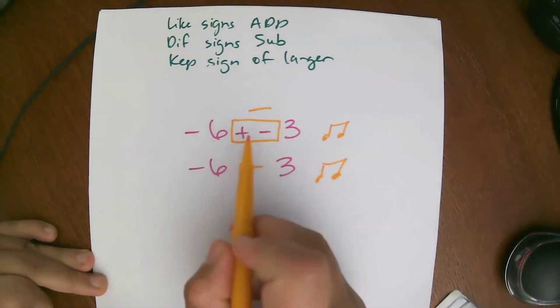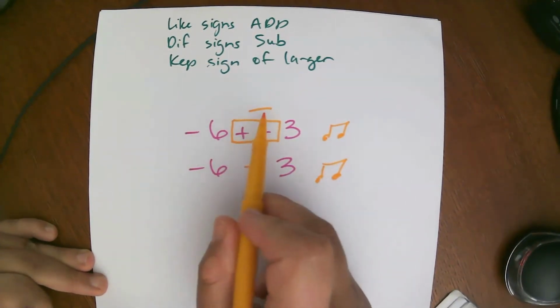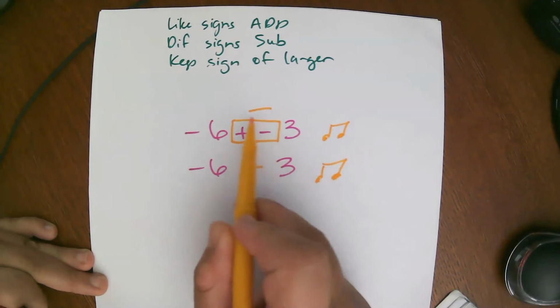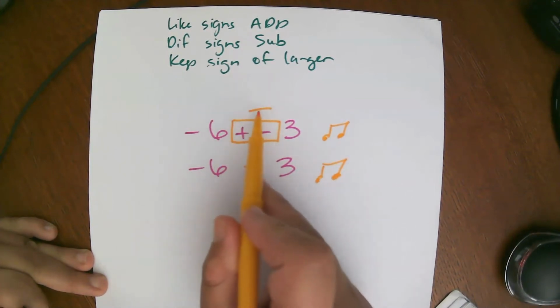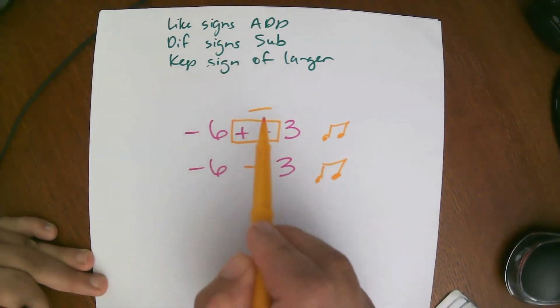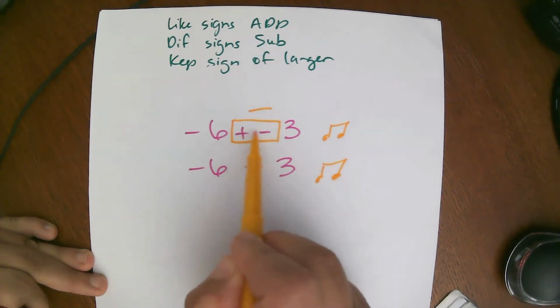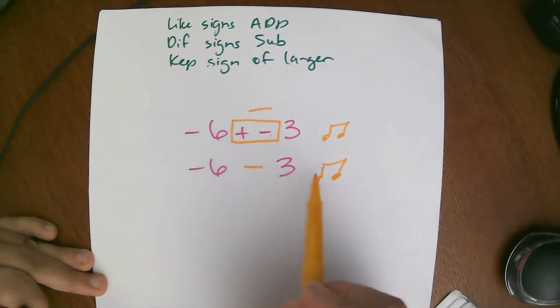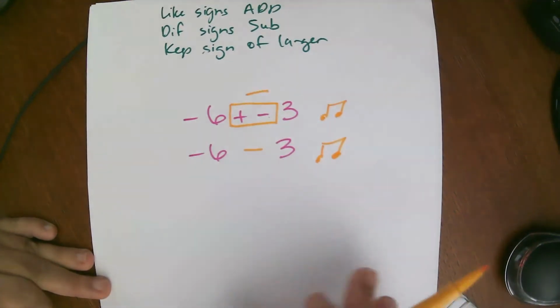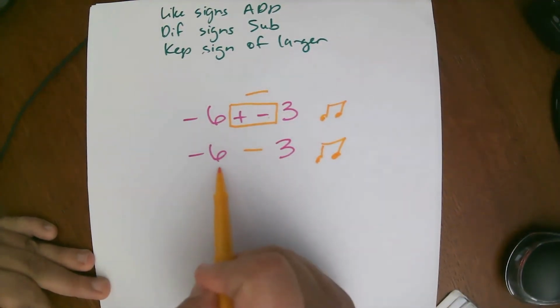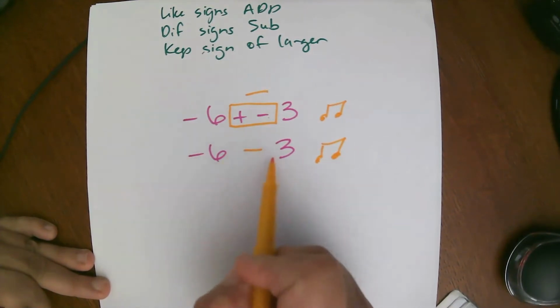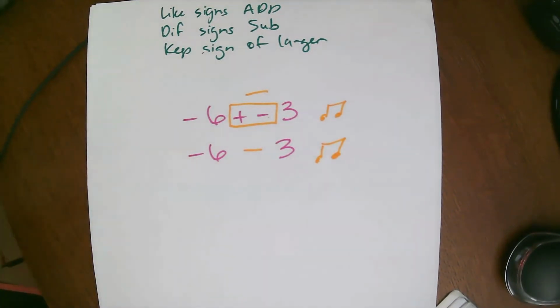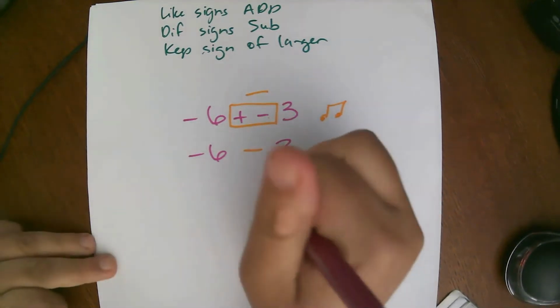Now, is it a single sign problem? Absolutely. Between the numbers, there's only one sign, so I'm going to use the song again. So our goal up here was to make it a single sign. So yeah, there was a double sign, but our goal was to make it a single sign because we want to use the song, right? So we used the song to get rid of these two and make it into one sign. Then we use the song again to solve.